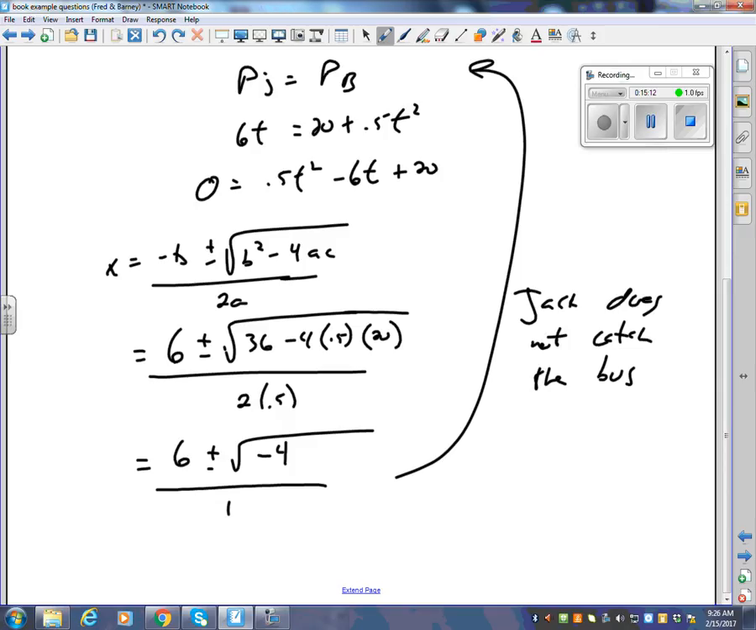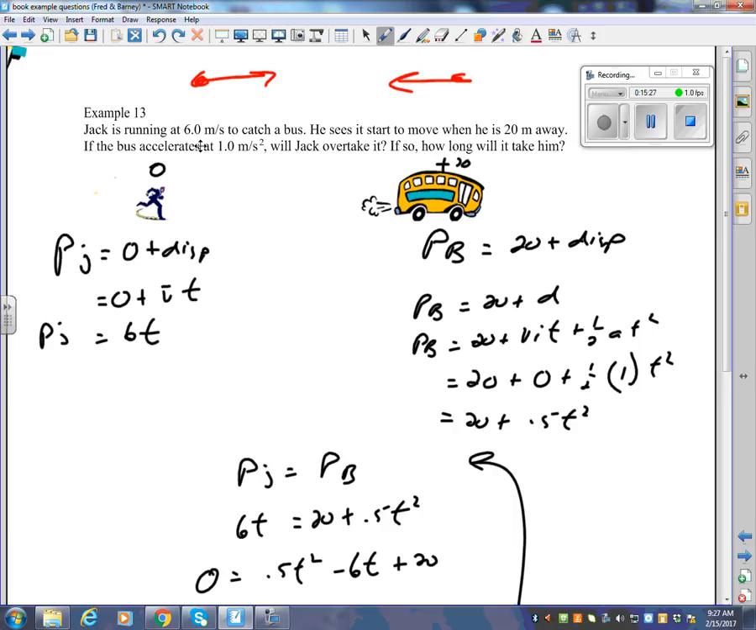Every single time I do this question, poor Jack does not catch the bus. You probably ran out of breath. And he lost the bus. Yeah. Well, he's only running 6 meters per second, right? And the bus is accelerating at 1 meter per second squared. So that means that every second it's going faster and faster, right? For him to go the 20 meters, that's going to take him a little over 3 seconds, right?